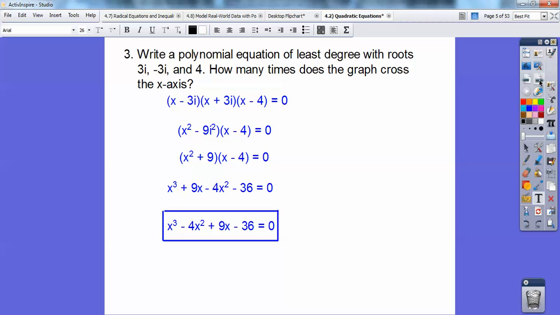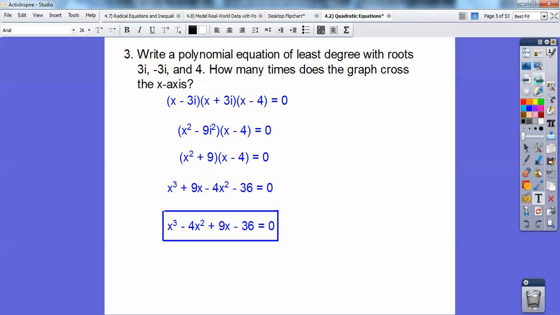I'm going to FOIL all those out. These guys are conjugates of each other. Conjugates always FOIL out to a difference of squares. Notice this is x squared, this is 3i squared, so that goes there. Don't forget i squared equals negative 1, so negative 9i squared becomes plus 9. Then I FOILed these two out, and I got this, which cleans up to be this one. So here's that one right there.